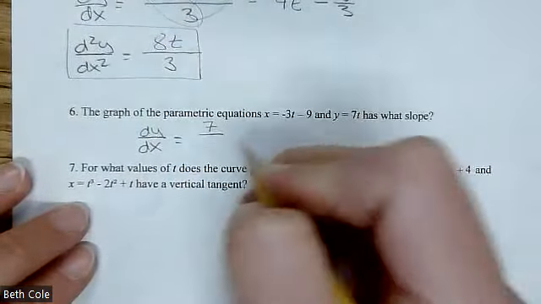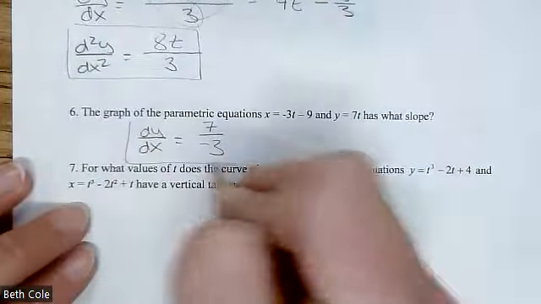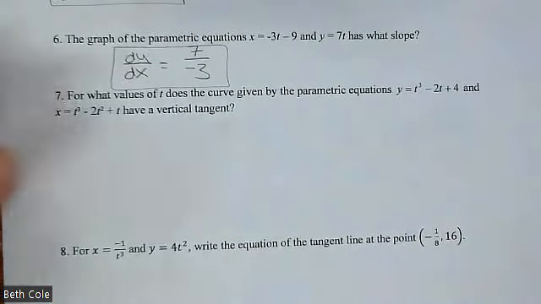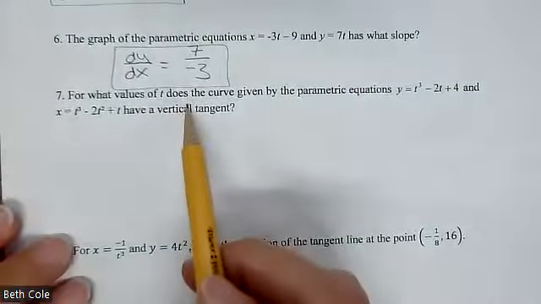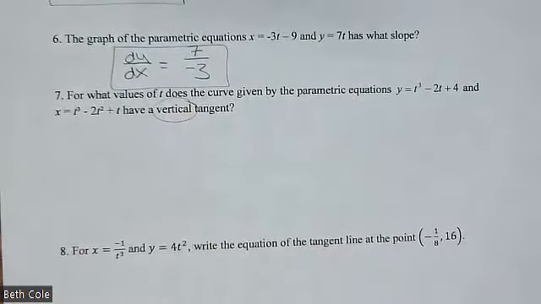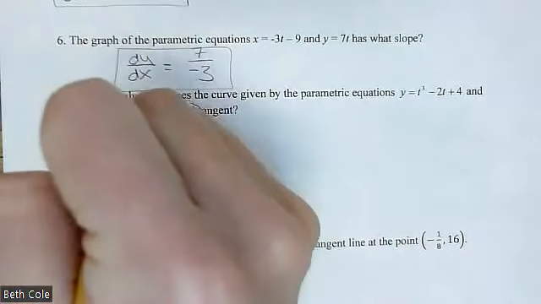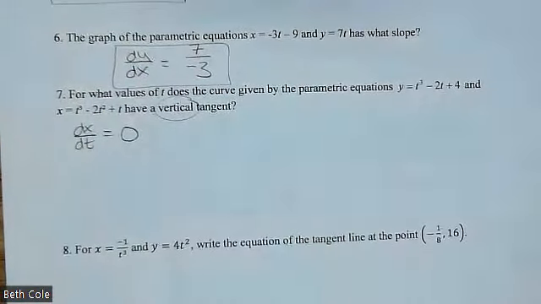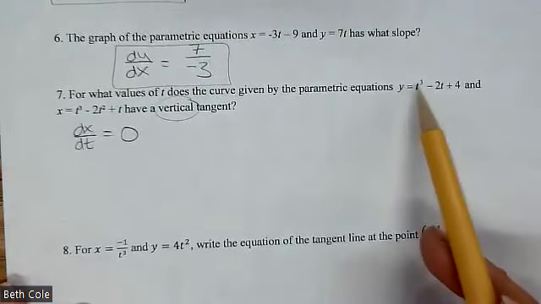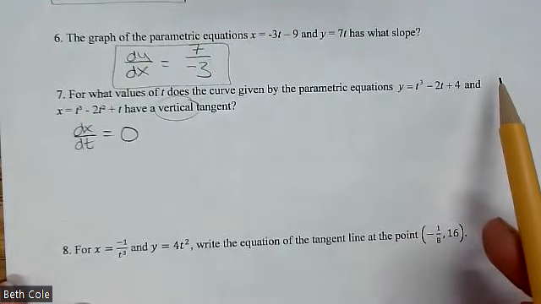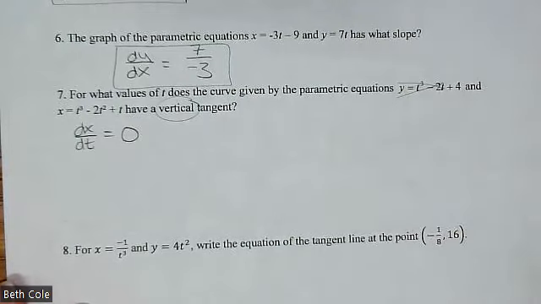Derivative for x. That's it. All right, this is asking for vertical tangent. Is that dy/dt or dx/dt equals 0? dx/dt equals 0. So you actually have some extraneous information in this. Do you even need the y equals at all? No. So you're not even going to use that.